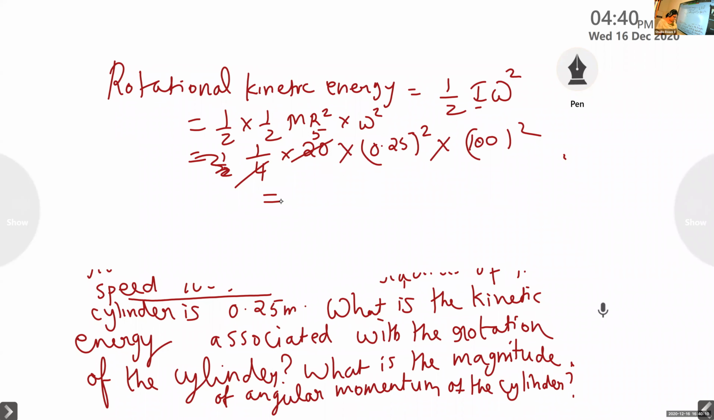Get me the answer. 25 squared is 625, that into 5. Then afterwards, finally, add this 100 squared, which means put the zeros and just shift the decimal. That's enough.